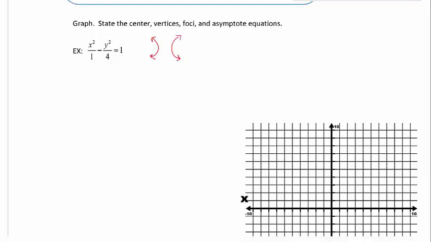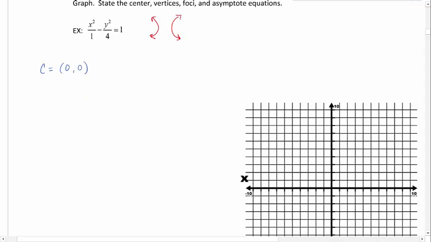Next, we want to identify the center. Since we don't see any parentheses, we know that the center is the origin. And now we want to create this rectangle that was described in the steps. This is a very similar move in my mind to what we do when creating the ellipse. We're going to plot our center at the origin.